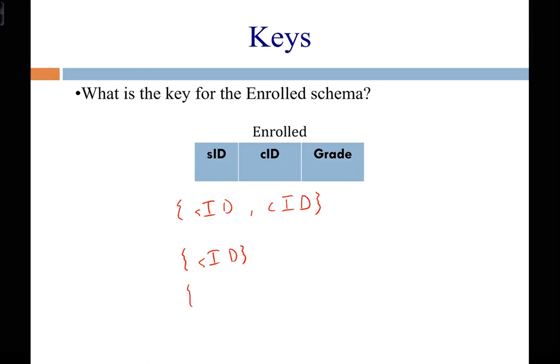What if it was just CID? So a class has a maximum enrollment of 1.